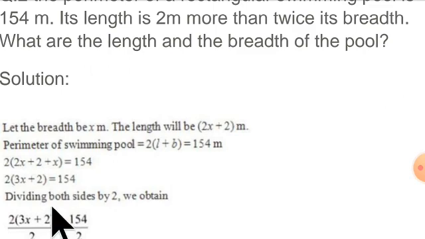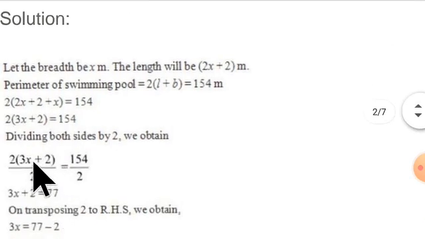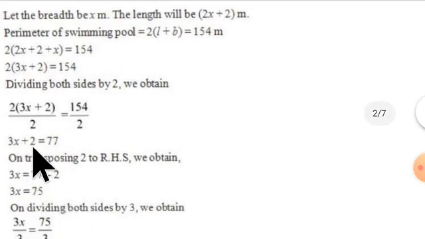Now we will divide both the sides by 2. We have to remove this 2 from here. So we will get 2 into (3x plus 2) upon 2 equal to 154 upon 2. So this 2 will cut with this 2. 2 ones are 2, 77 twos are 154. So 3x plus 2 equal to 77. Now this plus 2 will go on the right side. It will become minus 2. So 3x is equal to 77 minus 2. So 3x is equal to 75.